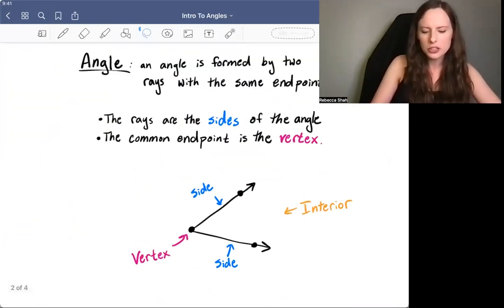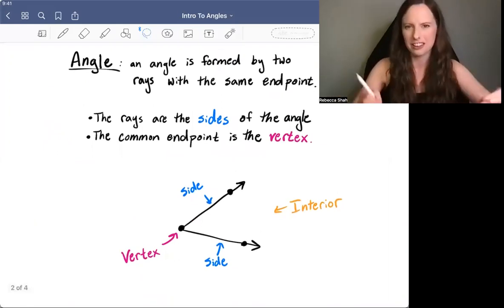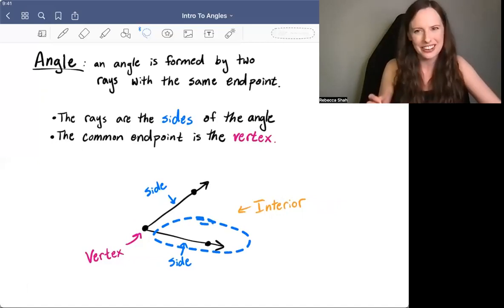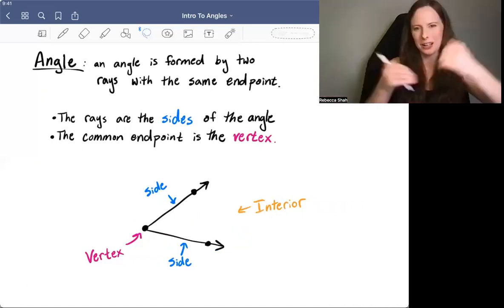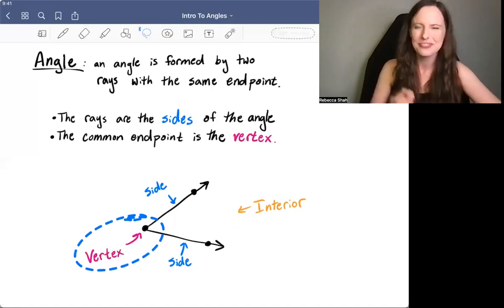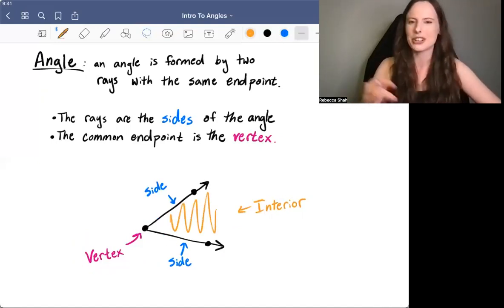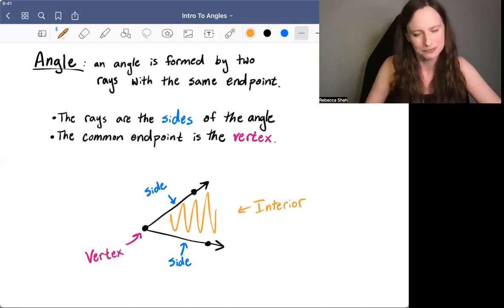Now, we have special words for each of the parts of an angle. So those rays, those are called the sides of the angle. And the point where they come together is called the vertex. It's like the corner of the angle. And the space in between the sides is called the interior of the angle.